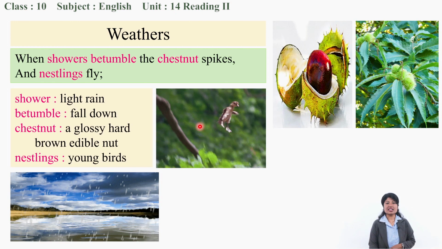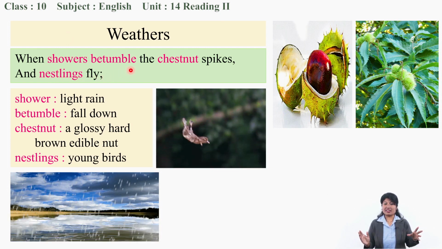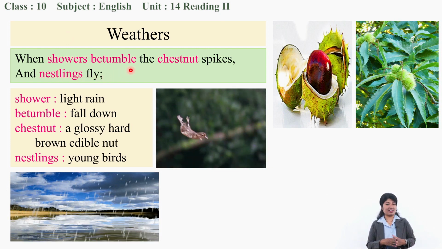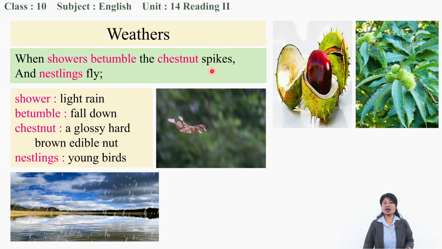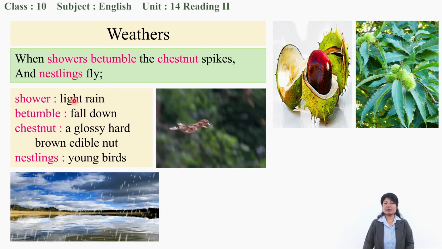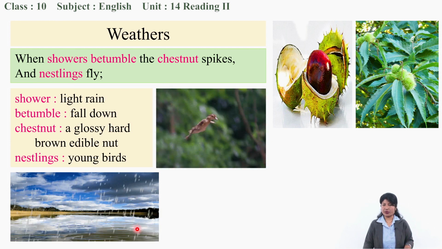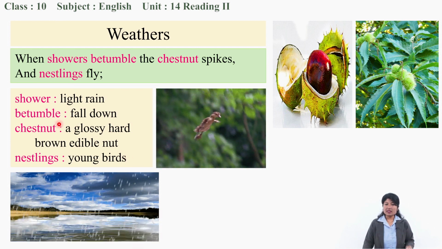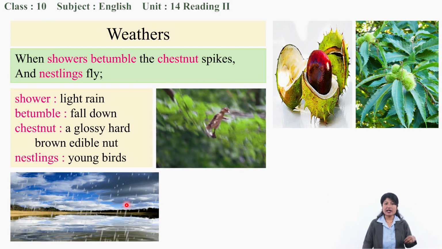Continuing the lines. When showers betumble, in the spring season. When showers betumble, the chestnut spikes and nestlings fly. So here are the meanings, if you are unfamiliar with these words. Shower is light rain. Betumble means fall down. As we can see, rain is falling down.